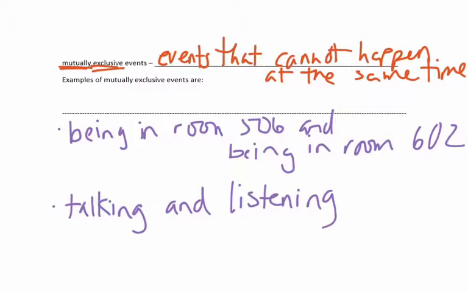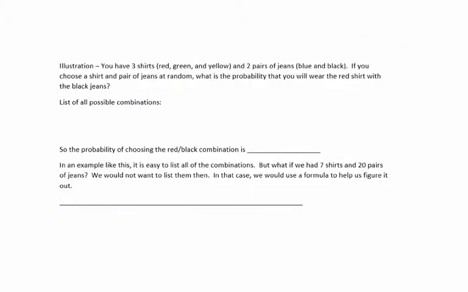Okay, so let's take a look at the probability aspect of this. So here's an illustration. You have 3 shirts, a red shirt, a green shirt, a yellow shirt, and 2 pairs of jeans, blue and black. If you choose a shirt and a pair of jeans at random, what is the probability that you will wear the red shirt with the black jeans? And I'm going to kind of circle this word right here. With means and. So you're wearing the red shirt and the black jeans, both of them together.